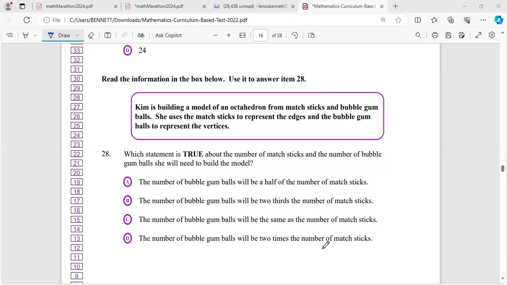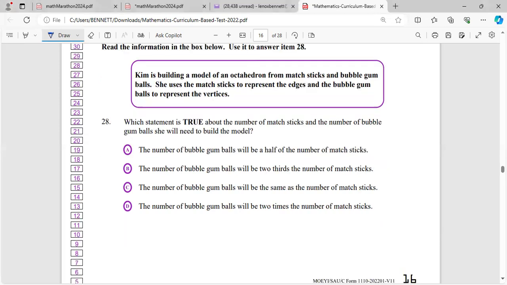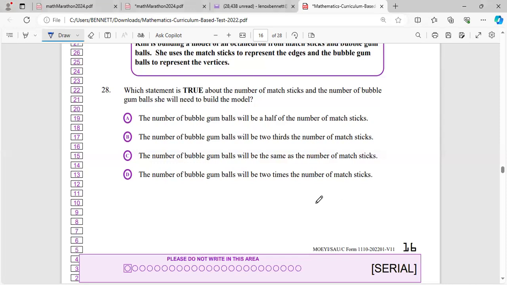Okay, sir. What I agree with would be C, because usually when you have a normal shape, let's use a square for example, you look at the face, there's usually the same number of vertices. And because the matches represent the face, the bubblegum balls will represent the vertices. So what I would pick is C because it will be the same. All right, thanks for your explanation.